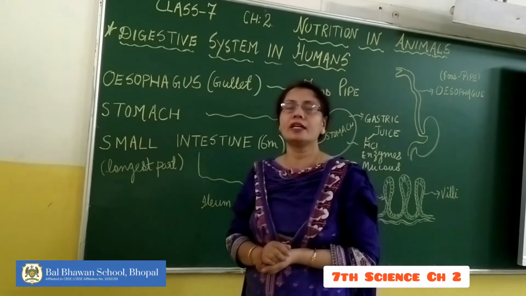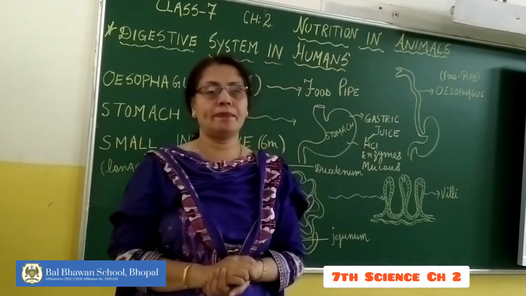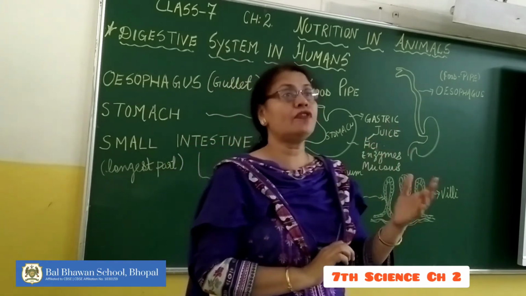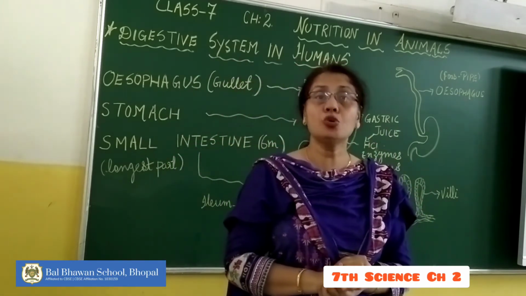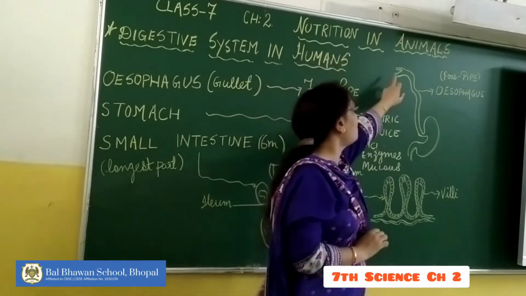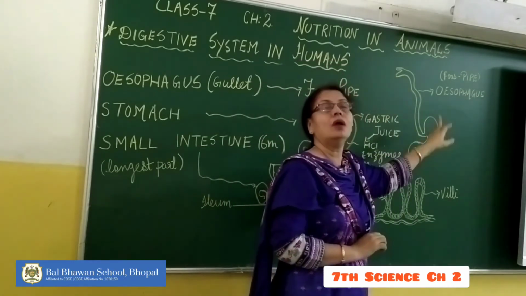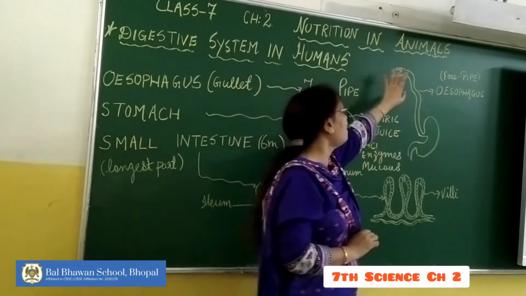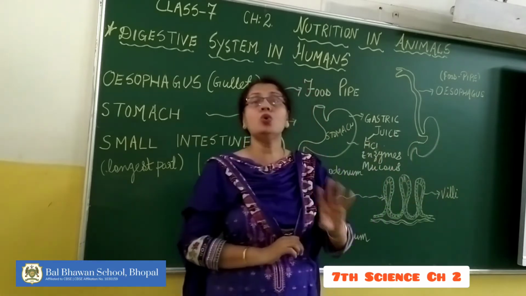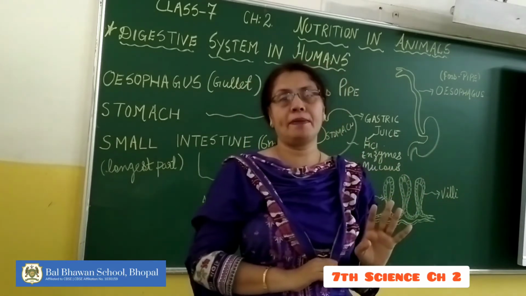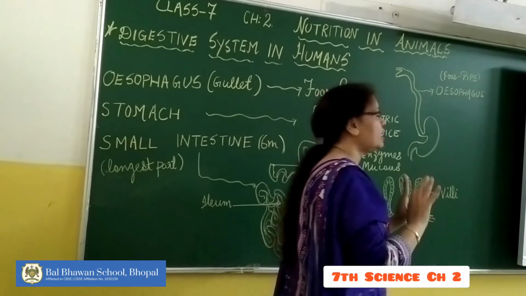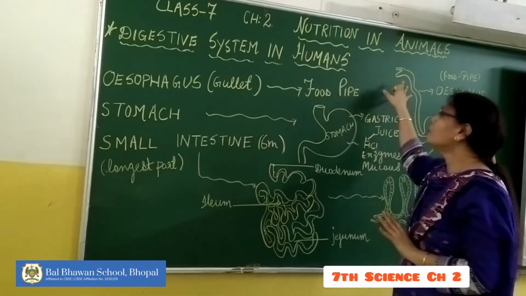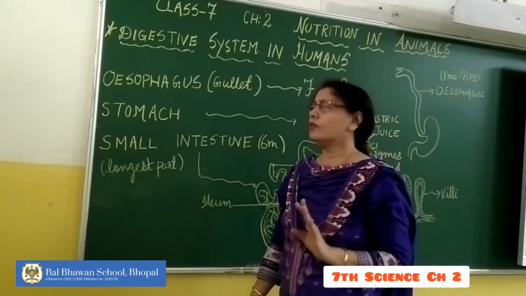Coming to the esophagus or the gullet, commonly called the food pipe. The esophagus is basically a simple tube-like structure which starts from the mouth and ends in the stomach. The function of the gullet is to pass the food from the mouth to the stomach. No digestion takes place in the food pipe. The food is being pushed into the stomach. And how is it being pushed? By the movement of the muscles of the esophagus.